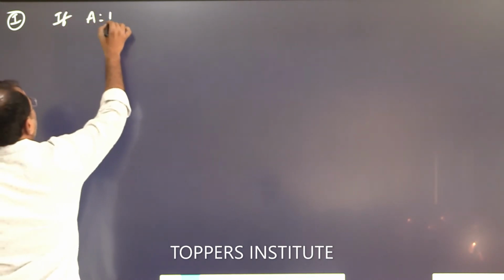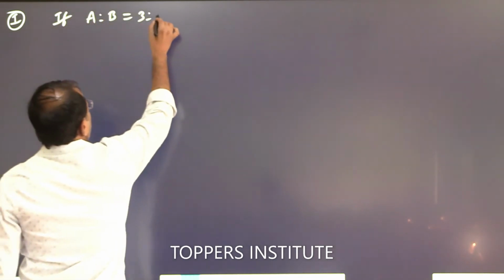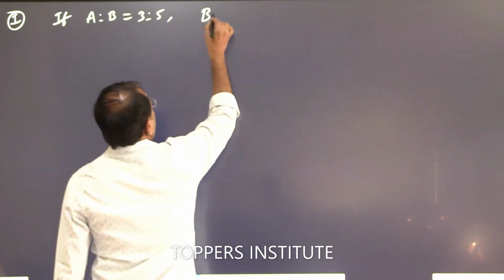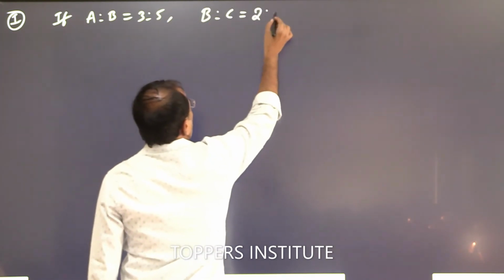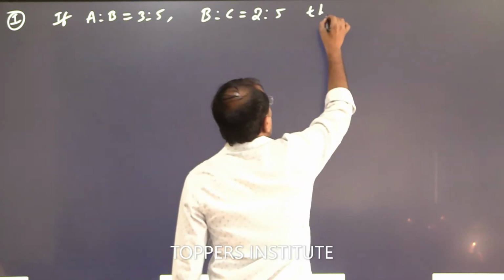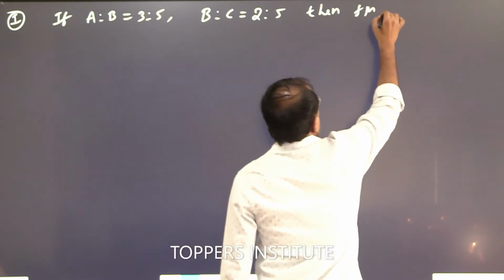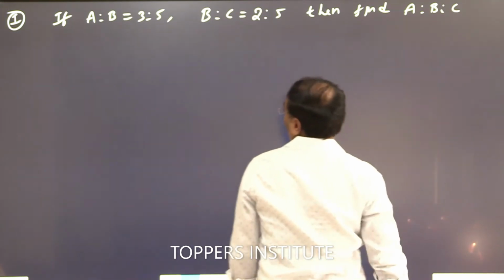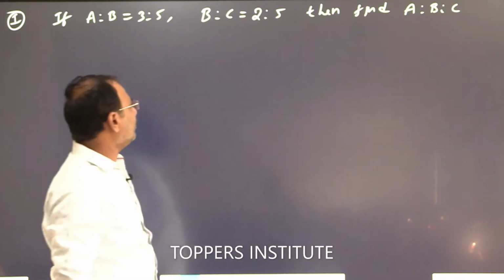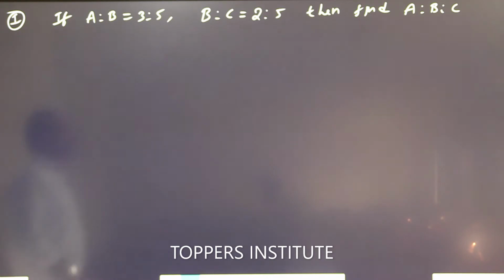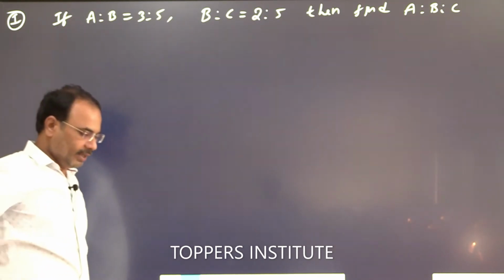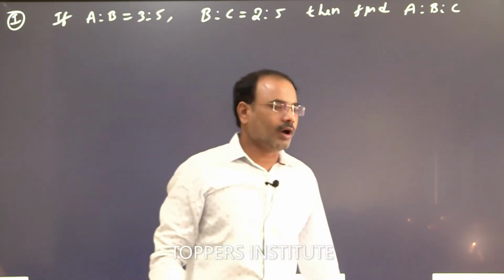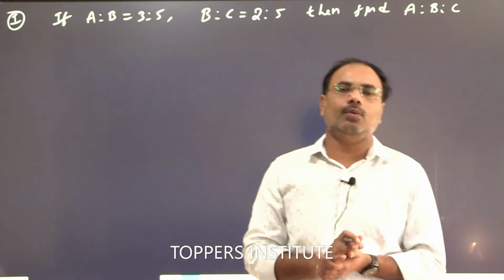If A is to B is equal to 3 is to 5, B is to C is equal to 2 is to 5, then find A is to B is to C. This is the fundamental formula, a fundamental problem, only a basic problem.